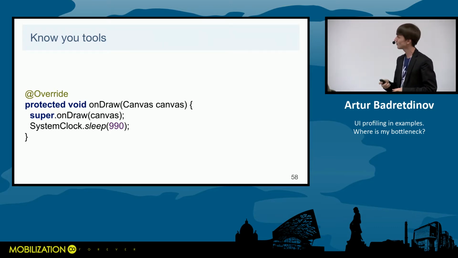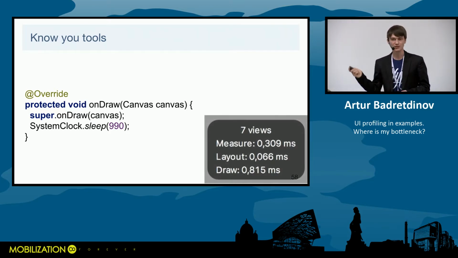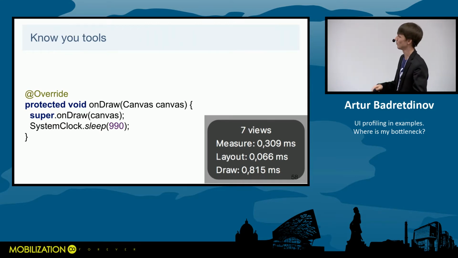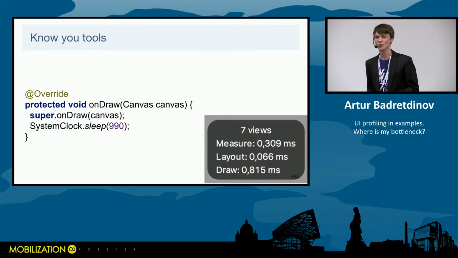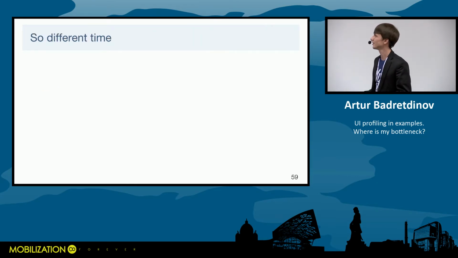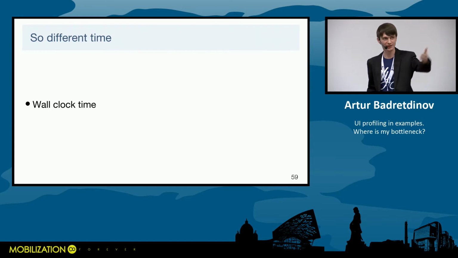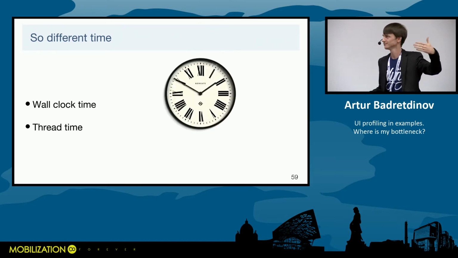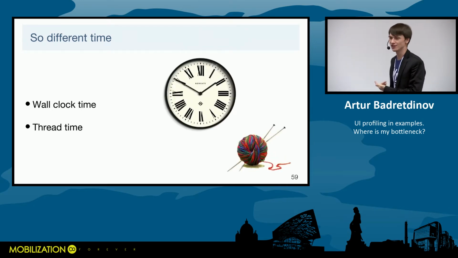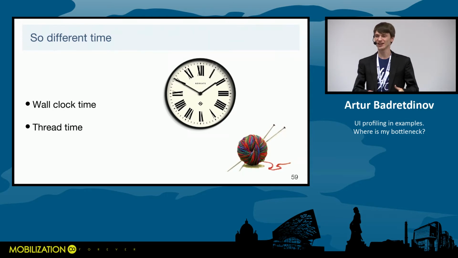So nobody won, because it was drawn in less than 1 millisecond. I mean, sleep for a second, but draw less than a millisecond. And why? Because time is actually a little bit different. We are living with wall clock time that runs continuously. And there is actually a thread time that is counted only when the thread does something.